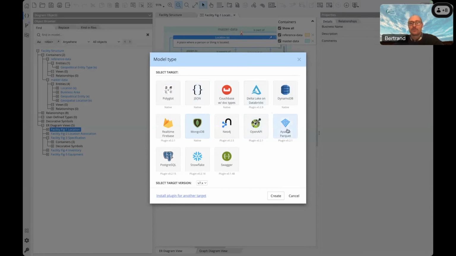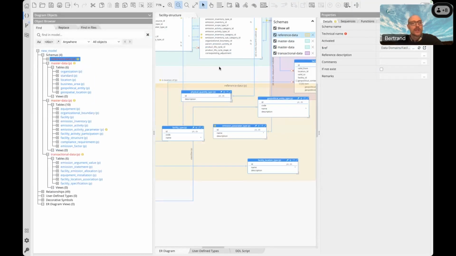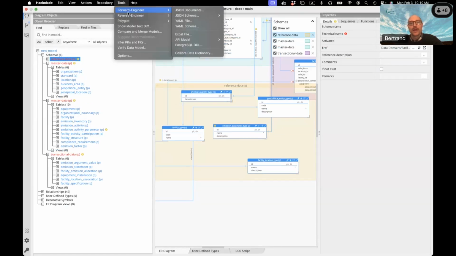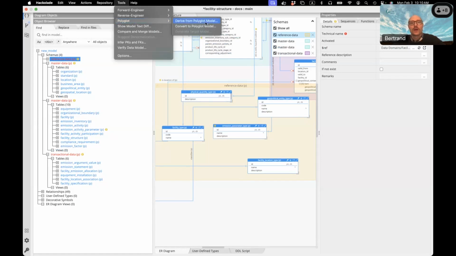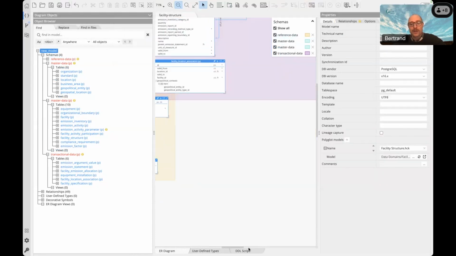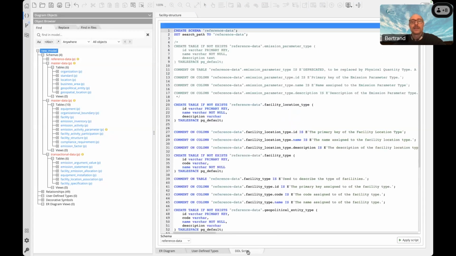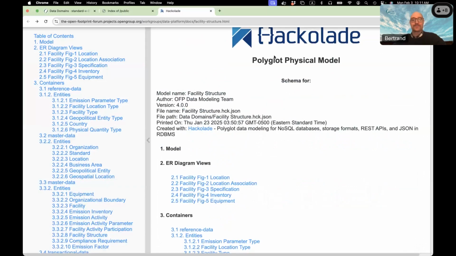For example, Apache Parquet, for those who are familiar with that backend, or a Postgres system. Now I've gone ahead and created a Postgres instance of the data model, or one can then go and do a forward engineering. For example, I could derive a Postgres DDL from this project derived from the source polyglot model. And you can see here, I now have the DDL scripts. So it's quite easy to then take the source collaborative data domains that we manage within the Open Footprint Forum community and have these technology-specific artifacts to proceed with your implementation.